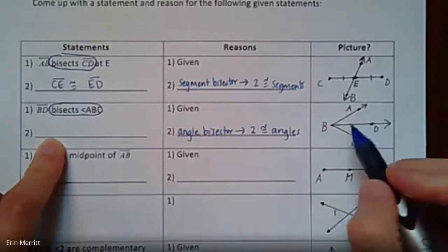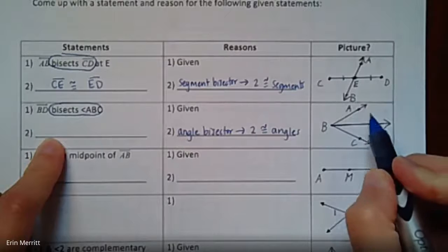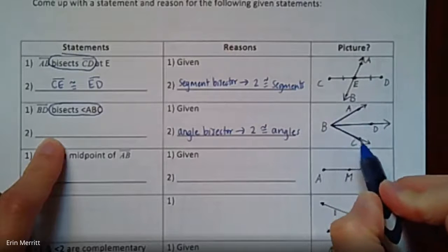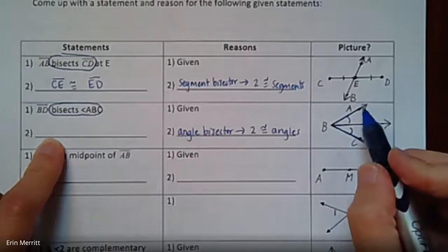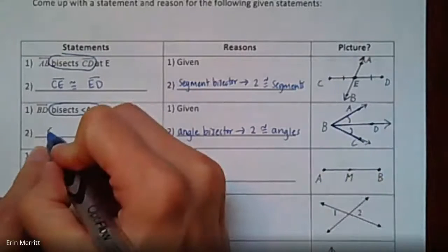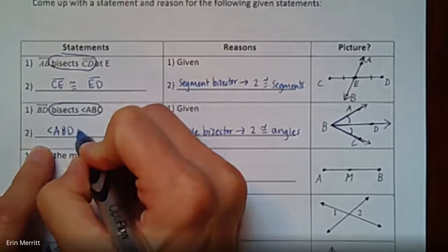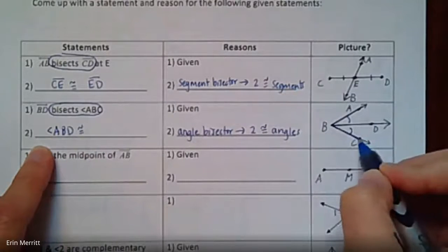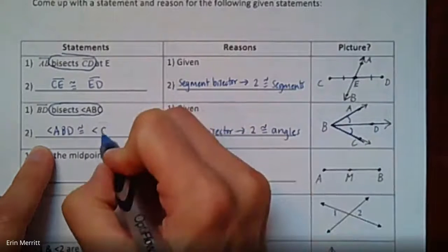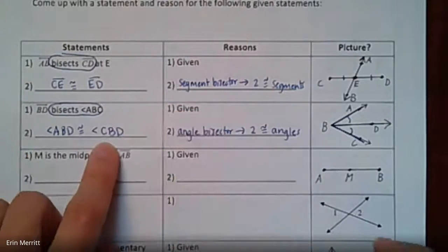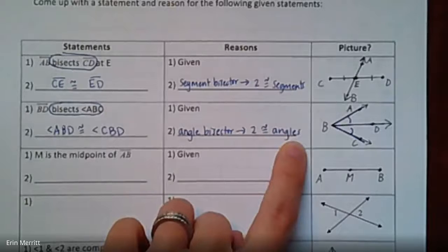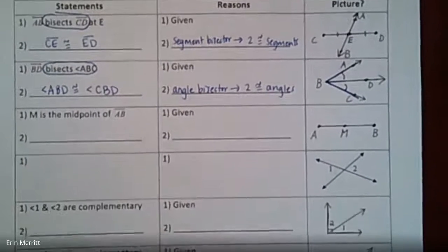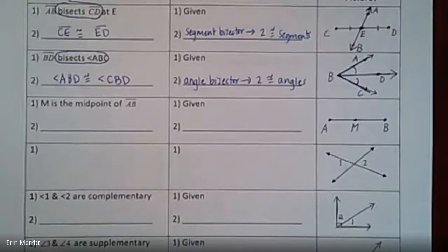So come back to the picture. BD bisects this angle right here. So I end up with these two little guys congruent to each other. So this is angle ABD, congruent to the angle next to it, CBD, because an angle bisector gives us two congruent angles. Awesome. All right. So hopefully you're starting to get the hang of what happens here.